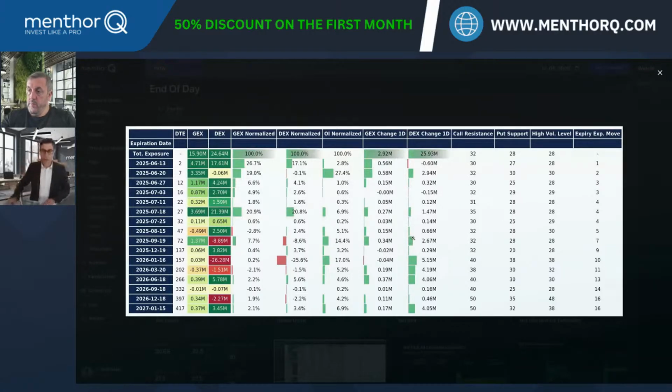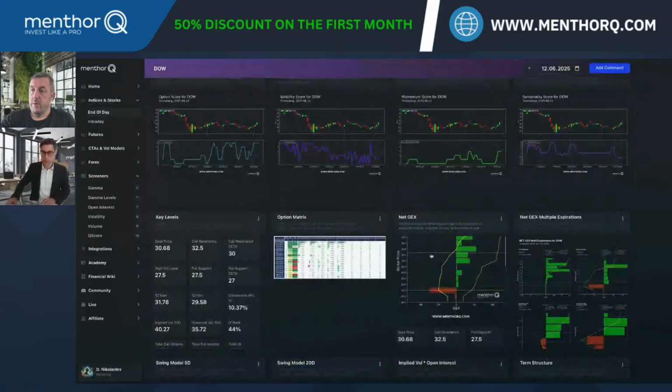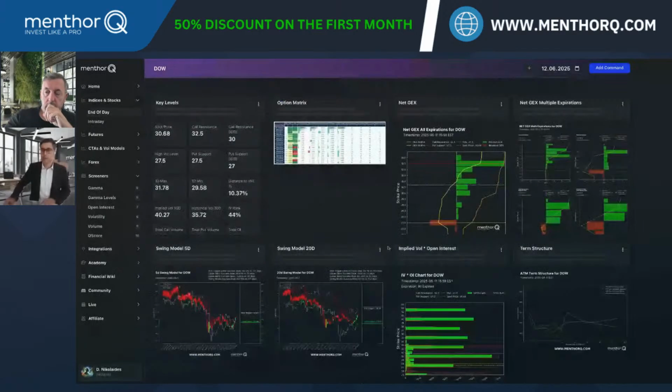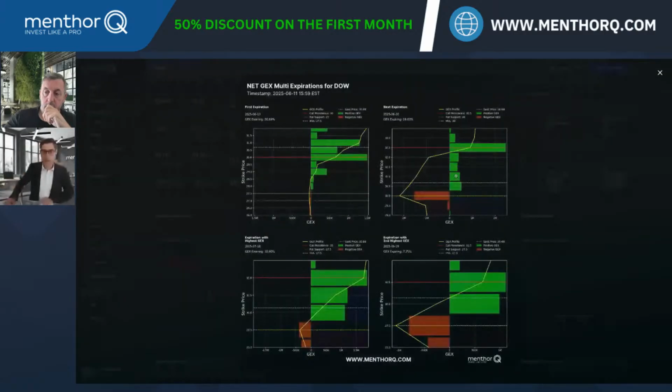So what does this mean? Am I afraid of this trade? No, because I still believe that the levels are going to be respected at that point. So what else would I be looking at? I would be looking at the multi-expiry here. And we see here that if we look at this one here, 35, and this one, and this is in September.